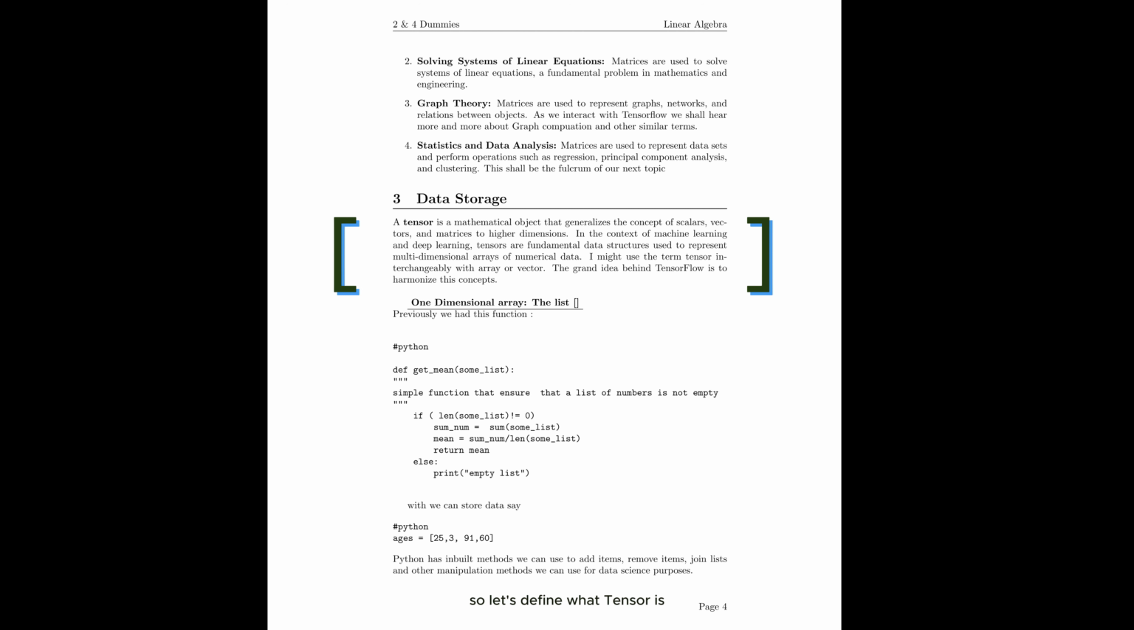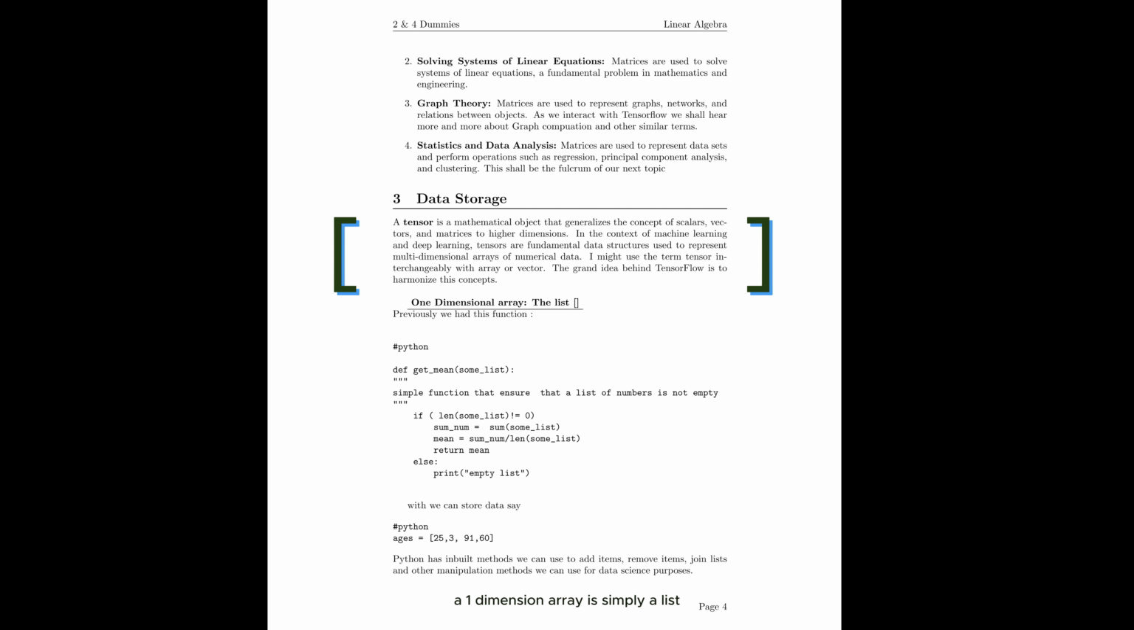So let's define what a tensor is. A tensor is a mathematical object that generalizes the concept of scalars, vectors, and matrices to higher dimensions. So in this class, from this point forward, we can use the term tensor interchangeably with the term vector or array or similar terms that refer to a tensor.